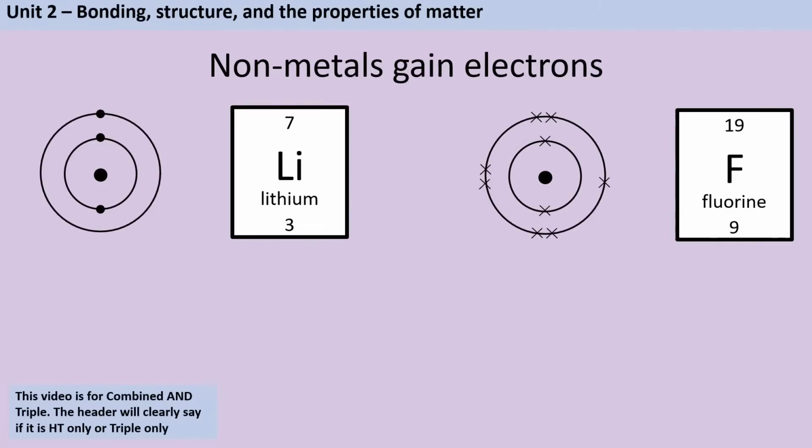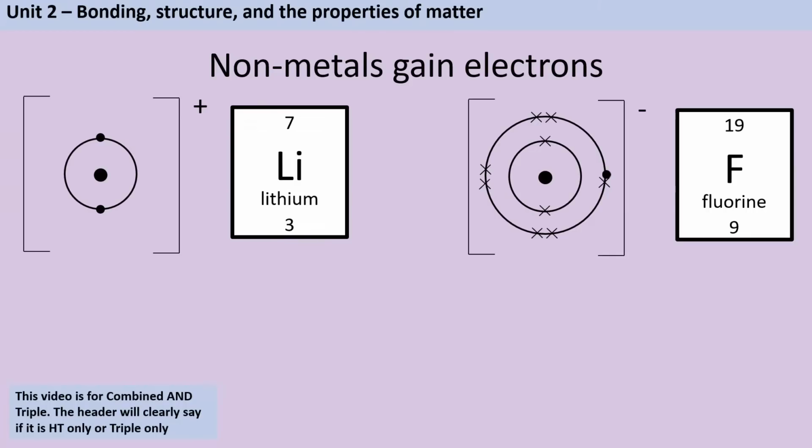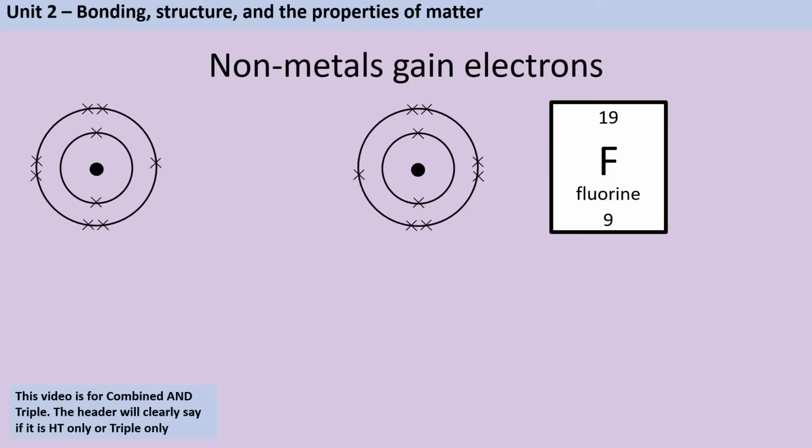Okie doke. So we just said that when a metal reacts with a non-metal, the non-metals need to gain electrons. So when lithium bonds with fluorine, the electron is given from the metal to the non-metal, right? You can think of it like the electrons are always moving left to right across the periodic table. And so we get our ions like this.